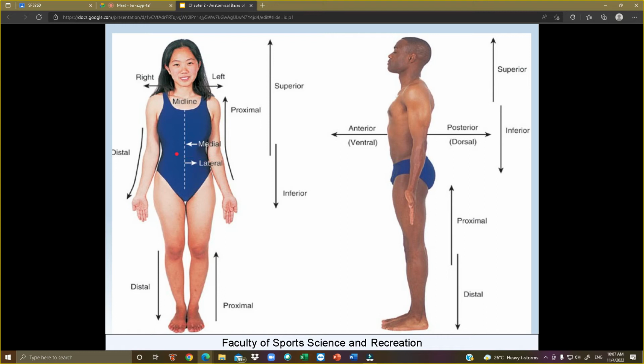Okay, common example is the knee. Okay, the knee. Pernah tak kamu dengar ACL, PCL? Do you ever come across this term? Nah, MCL dengan LCL?